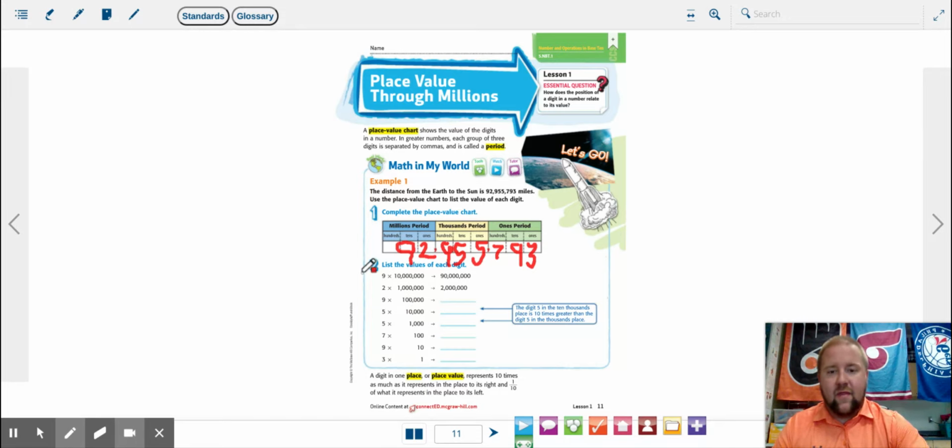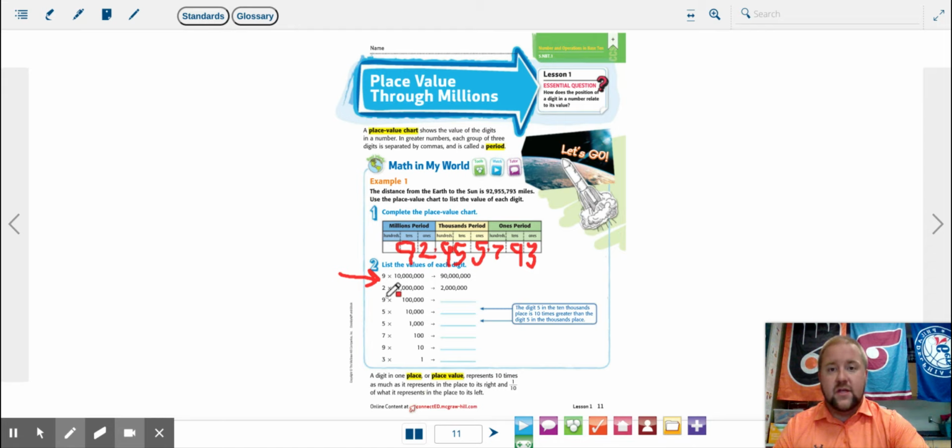So when we're talking about the value of each digit, your value is the digit times the place it is involved in. So if you look here, the first one that's given, we have a 9 right here. That 9 is in the 10 millions place. So when we're looking for the value, it is 9 times 10 million. That's where we're getting 90 million from. The 9 in the 10 millions place has a value of 90 million. The 2 in the millions place, we have 2 millions. So that's 2 million.